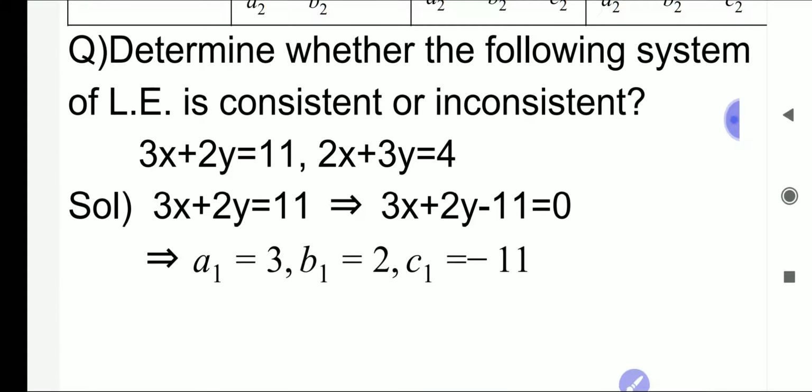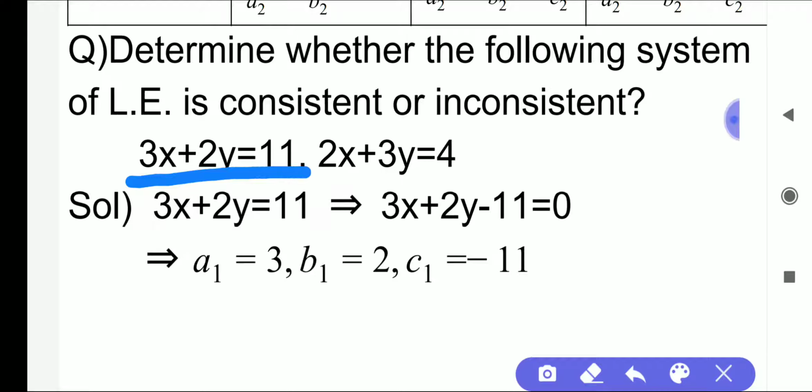Determine whether the following system of linear equations is consistent or inconsistent. Here, the first equation is given as 3x plus 2y is equal to 11 and 2x plus 3y is equal to 4. Now, the given equations should be converted into ax plus by plus c is equal to 0.